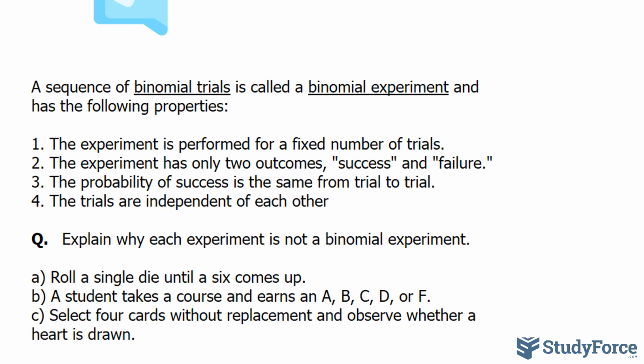Another example of one that's not is a student takes a course and earns an A, B, C, D, or F. Because there are more than two outcomes, then it's not a binomial experiment. And lastly, select 4 cards without replacement and observe whether a heart is drawn. Because the cards are not being replaced, the probability of obtaining a heart after selecting a card will change from draw to draw. Because the probabilities are not consistent from one trial to the next, then it's not a binomial experiment.